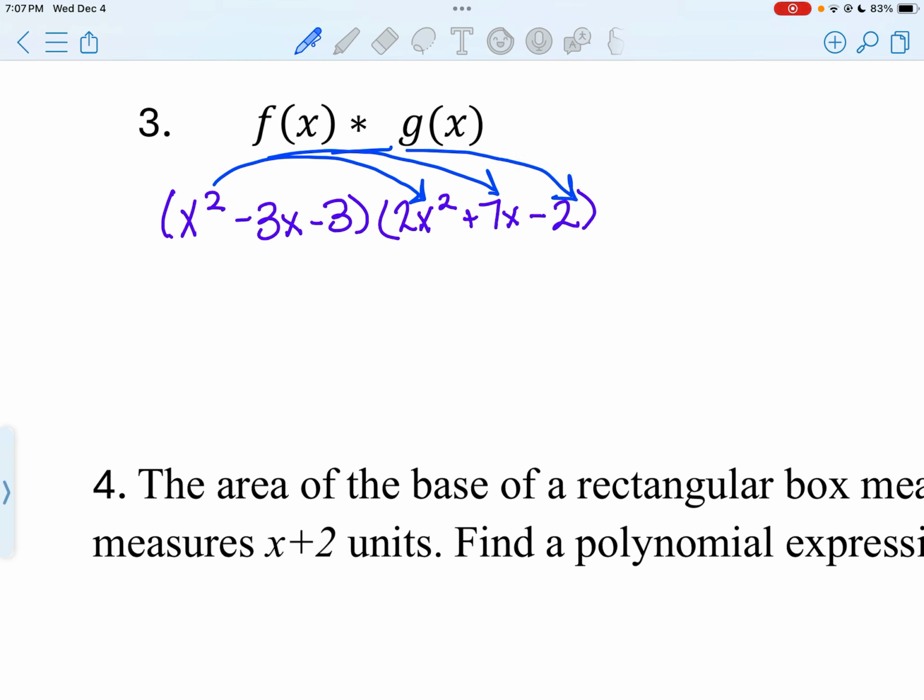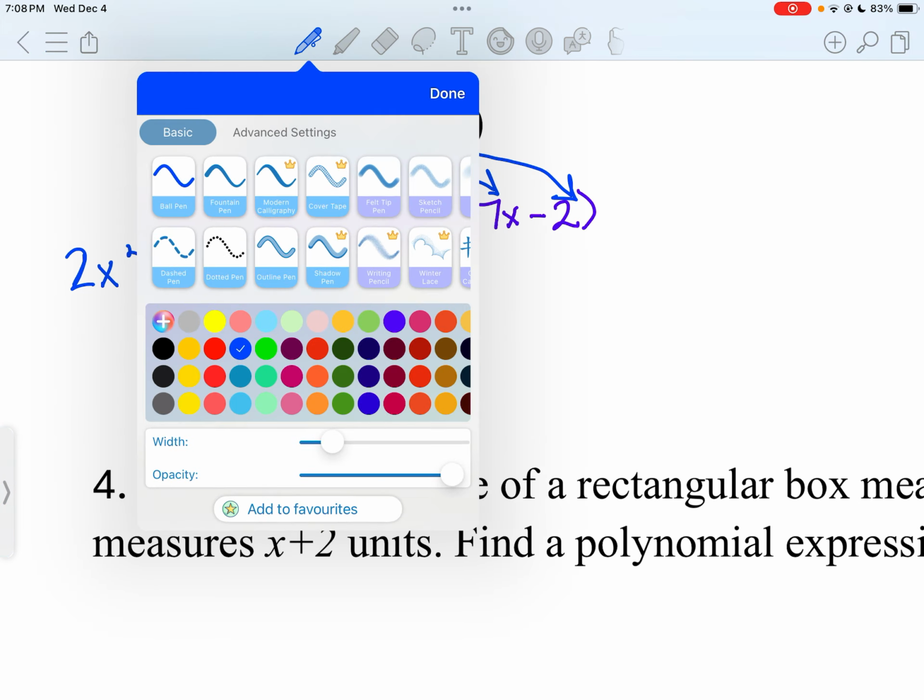X squared, a 1x squared times 2x squared is 2x to the 4th, excuse me. 7x times x squared, that's a 7x cubed. X squared times negative 2, that is a negative 2x squared. So we distribute that x squared.